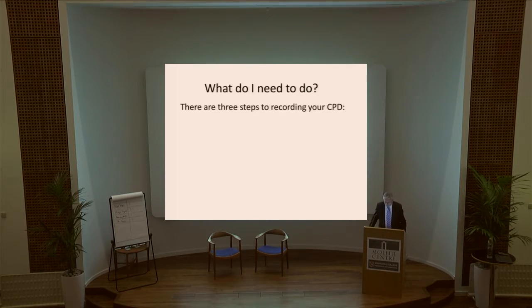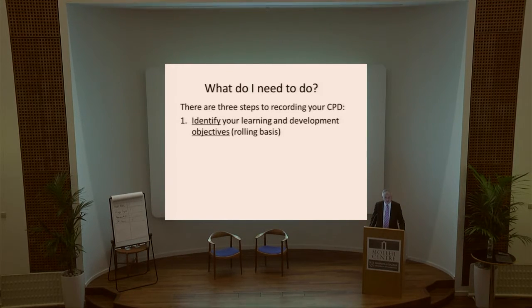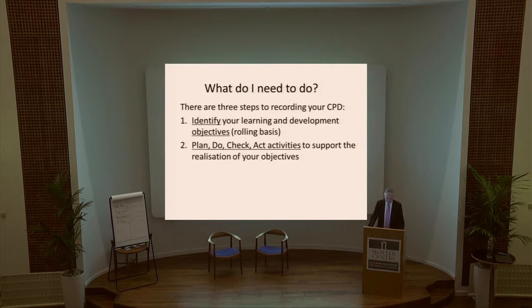So let's just look at what we are going to require you to do going forwards. Well, we believe there are 3 steps in terms of sorting out your CPD. First one is to identify your learning and development objectives. You should be doing that on a rolling basis. Second stage is to plan, do, check out, so we got a bit of Deming in there, activities to support the realisation of your objectives. And third stage, to assess the extent to which your objectives have been achieved.